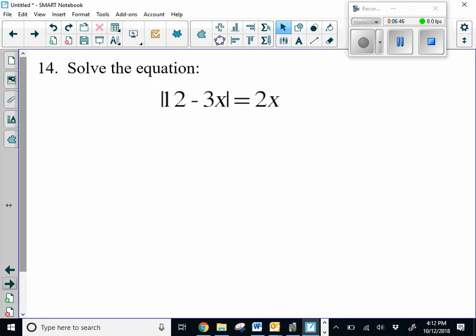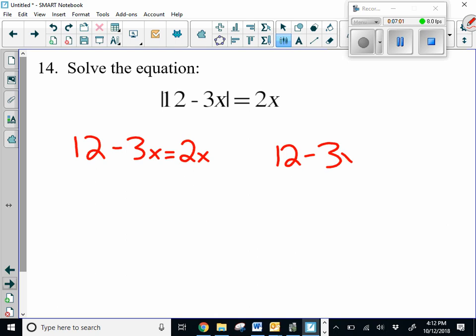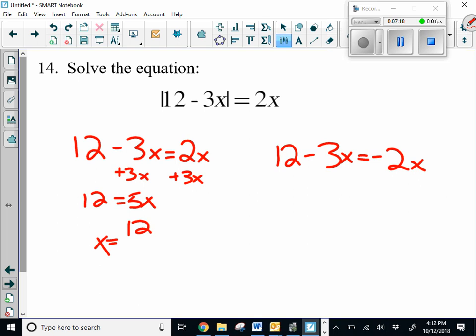Okay. And so then number 14. So number 14, same idea. In this case, the absolute value is already isolated for us, so we can start with just 12 minus 3x equals 2x, 12 minus 3x equals negative 2x. Then we want to get the variables together, so I'd start by adding 3x to both sides. We'll have 12 equals 5x. Divide by 5. X equals 12 over 5 is one of our possible solutions.